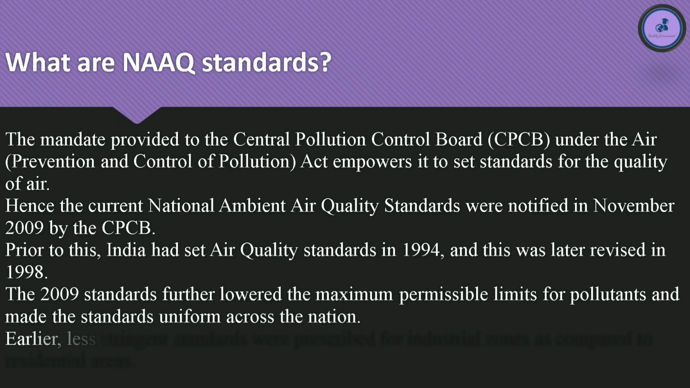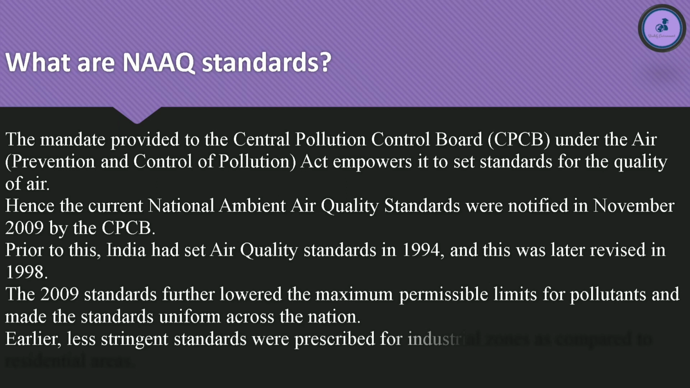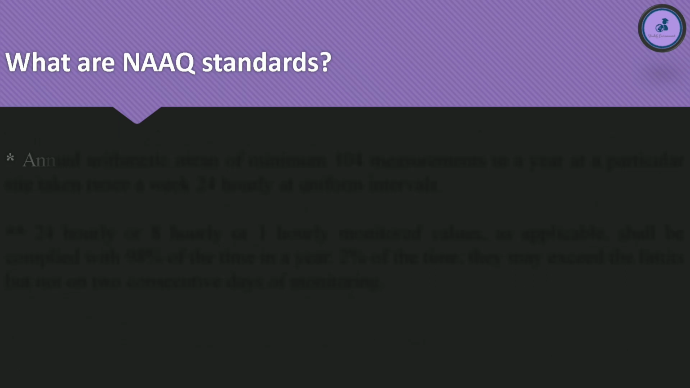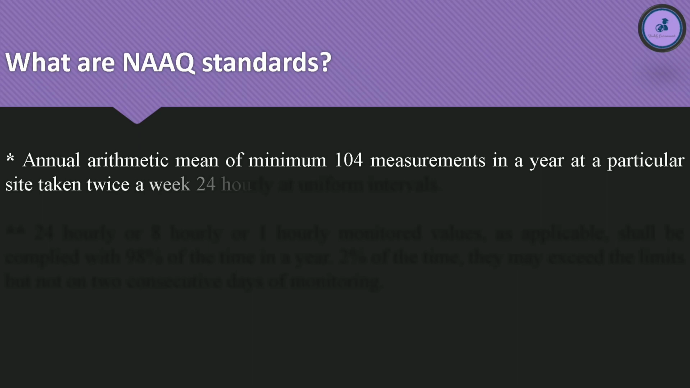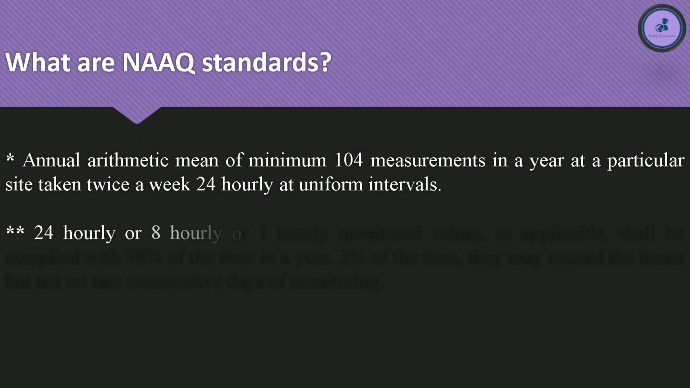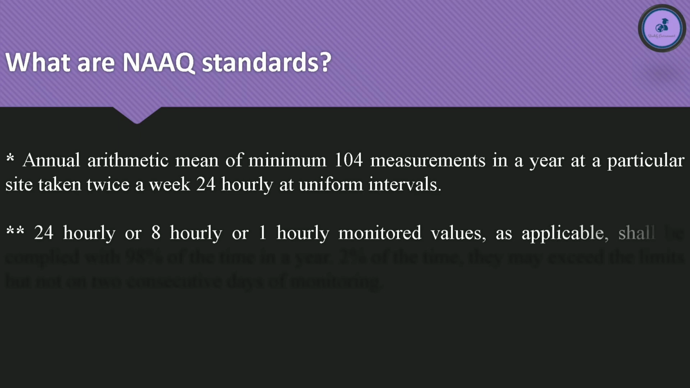Earlier, stringent standards were prescribed for industrial zones as compared to residential areas. Okay, there are two types of time. First is the annual arithmetic mean. That means you have to check only 104 times in a year. And the second time is 24 hours or 8 hours or 1 hour. It depends on the type of pollutant you are taking.